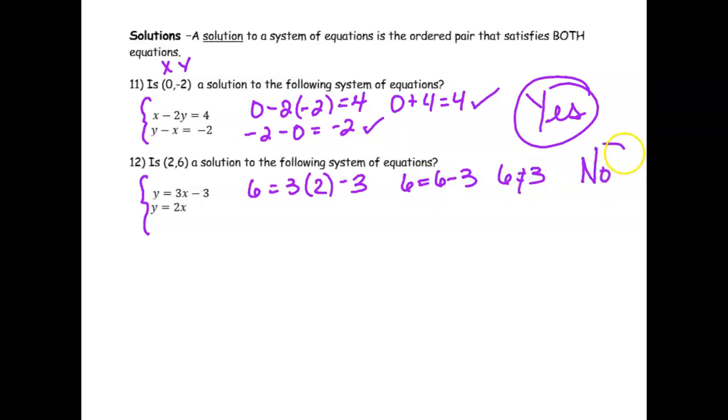As soon as you get one situation where it's no, then the whole thing's no. But we can plug in for the second one. 6 is equal to 2 times 2. That one's also a no, but it doesn't need to be no for both. It needs to be true or yes for both for it to be true. So as soon as you get a no, you can stop.